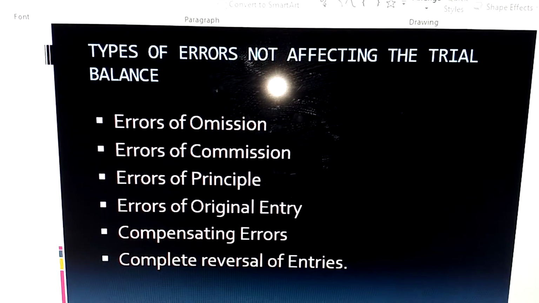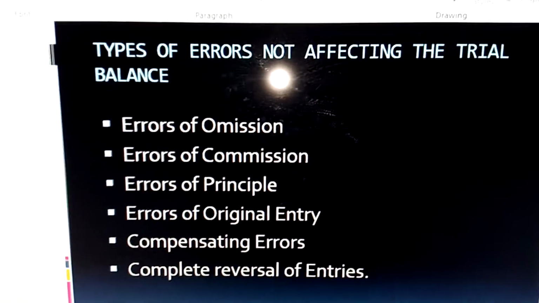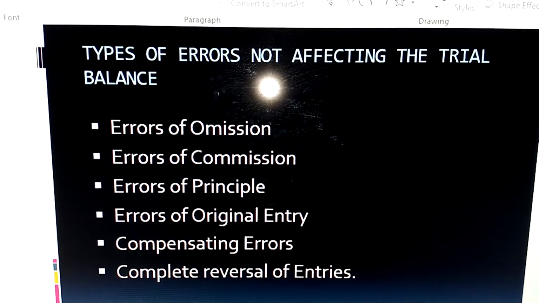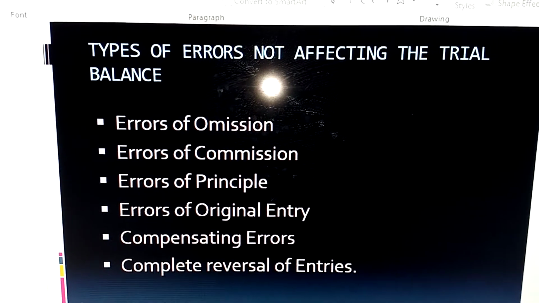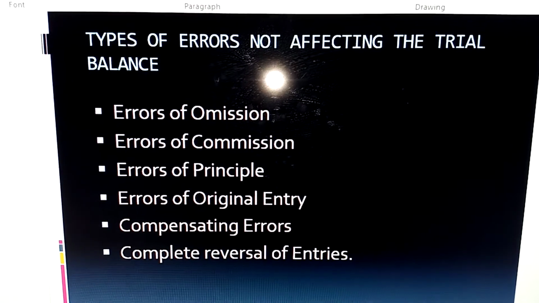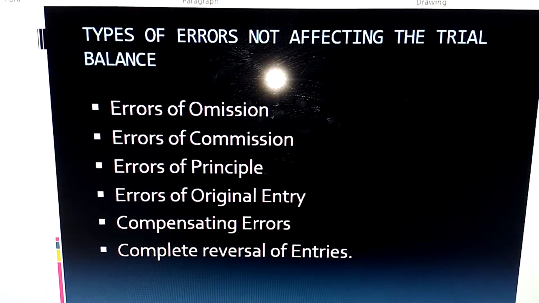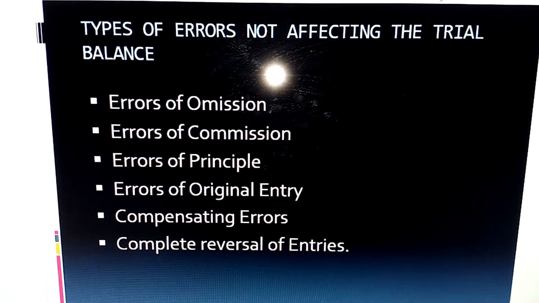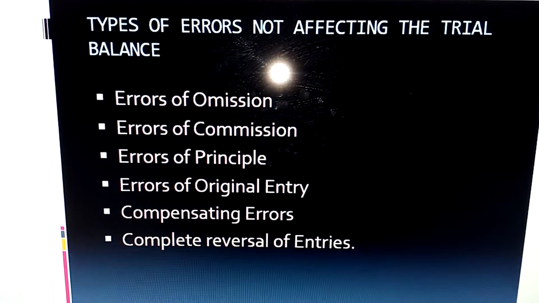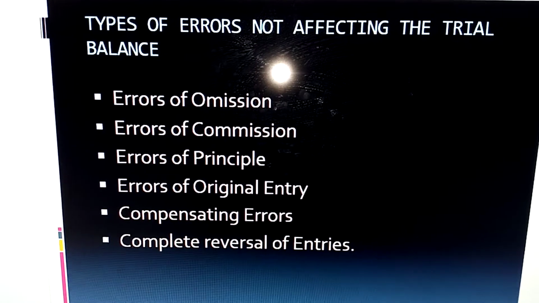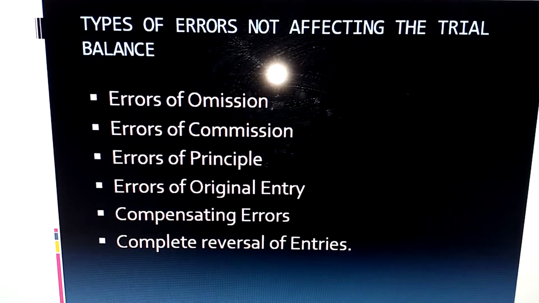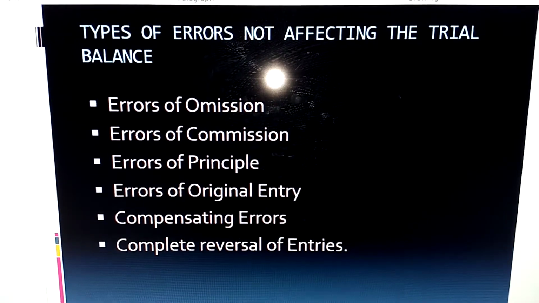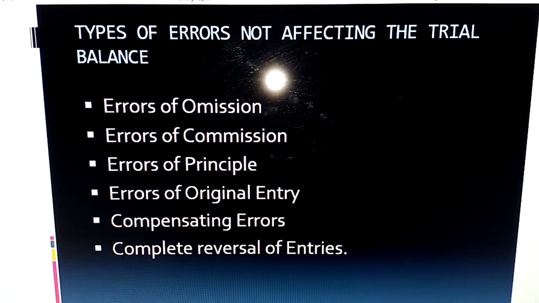Having established the fact that there can be errors that the trial balance will not reveal, let's look at those errors that do not affect the trial balance. We have errors of omission, errors of commission, errors of principle, errors of original entry, compensating errors, and complete reversal of entries.